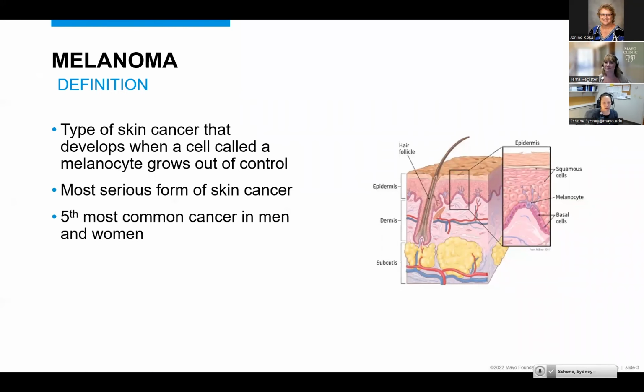So we're going to start with the definition of melanoma. Melanoma is a type of skin cancer that develops when a cell called a melanocyte grows out of control. It's the most serious form of skin cancer, and it is the 5th most common cancer in men and women. As we age, we have a higher risk of being diagnosed with melanoma.